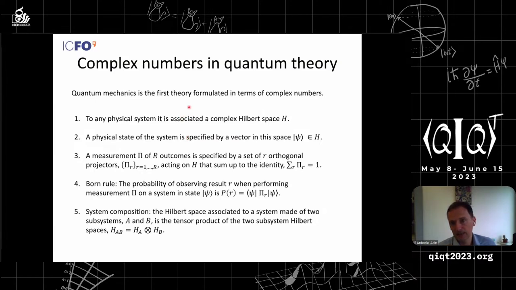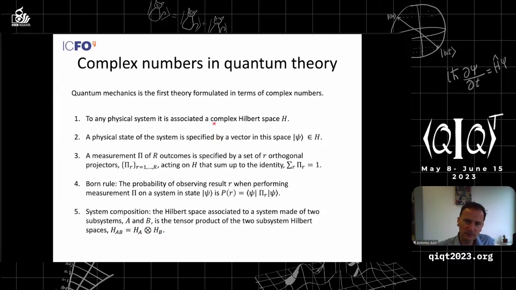Okay, so these are the axioms of standard Hilbert space quantum theory. Even the first postulate tells you that to any physical system you associate a complex Hilbert space. Then the state of the system is a vector, and the measurement is defined by a basis or orthogonal projectors, and then you compute probabilities according to the Born rule, and you compose systems according to the tensor product. Okay, so these are just postulates that we assume, we take for granted.